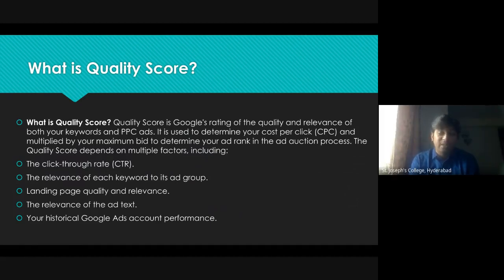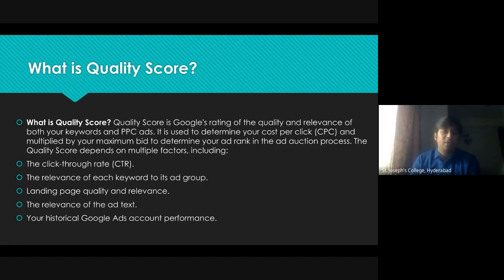Landing page quality and relevance, the SpiceJet example that I've given. The relevance of the ad text: what is the relevance of the ad text according to the website or the keyword search that the user has entered? Your historical Google Ads account performance: what has been the advertiser's Google Ads performance till that point of time? What has been the history, the click-through rate, and how much expenditure is the company ready to spend on the particular campaign? Everything will be taken into consideration.